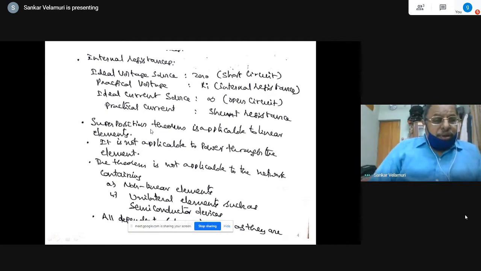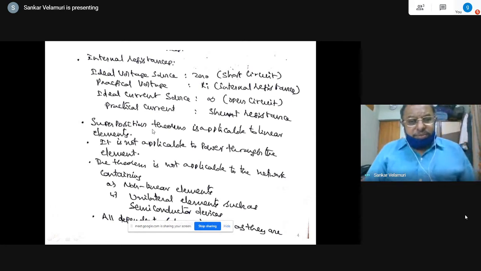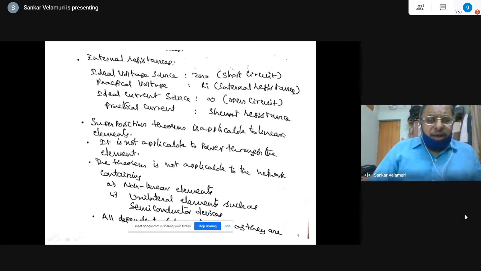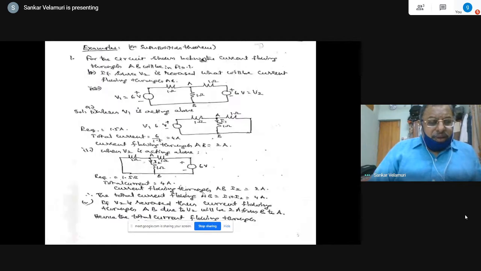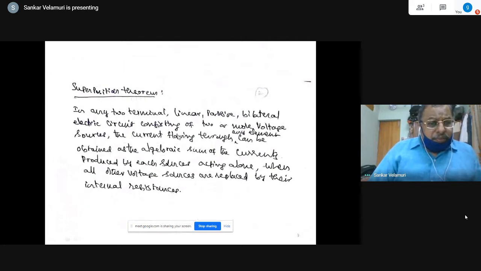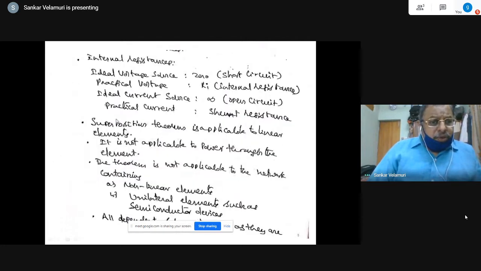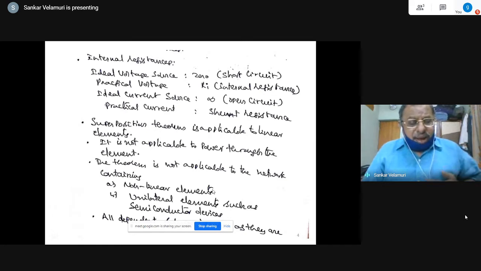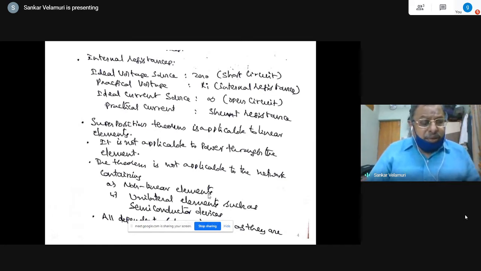Now, superposition theorem, when it is applied, I have stated already it is for linear, passive, bilateral elements. It is not applicable to the network containing non-linear elements. Okay, sorry. I think the slides. Yeah. So superposition theorem is applicable to linear elements only, and the theorem is not applicable to the network containing non-linear elements. But I told you, if the corresponding one is expressed in terms of the linear active elements, then of course it is not applicable.